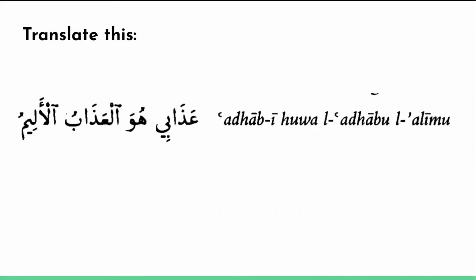All right, so let me give you an example that combines a lot of different things that we've covered so far in this lesson. عذابي هو العذاب الأليم. What does this mean? Let me give you a few vocabulary words. عذاب is punishment. Alim is painful. عذابي هو العذاب الأليم. Okay?